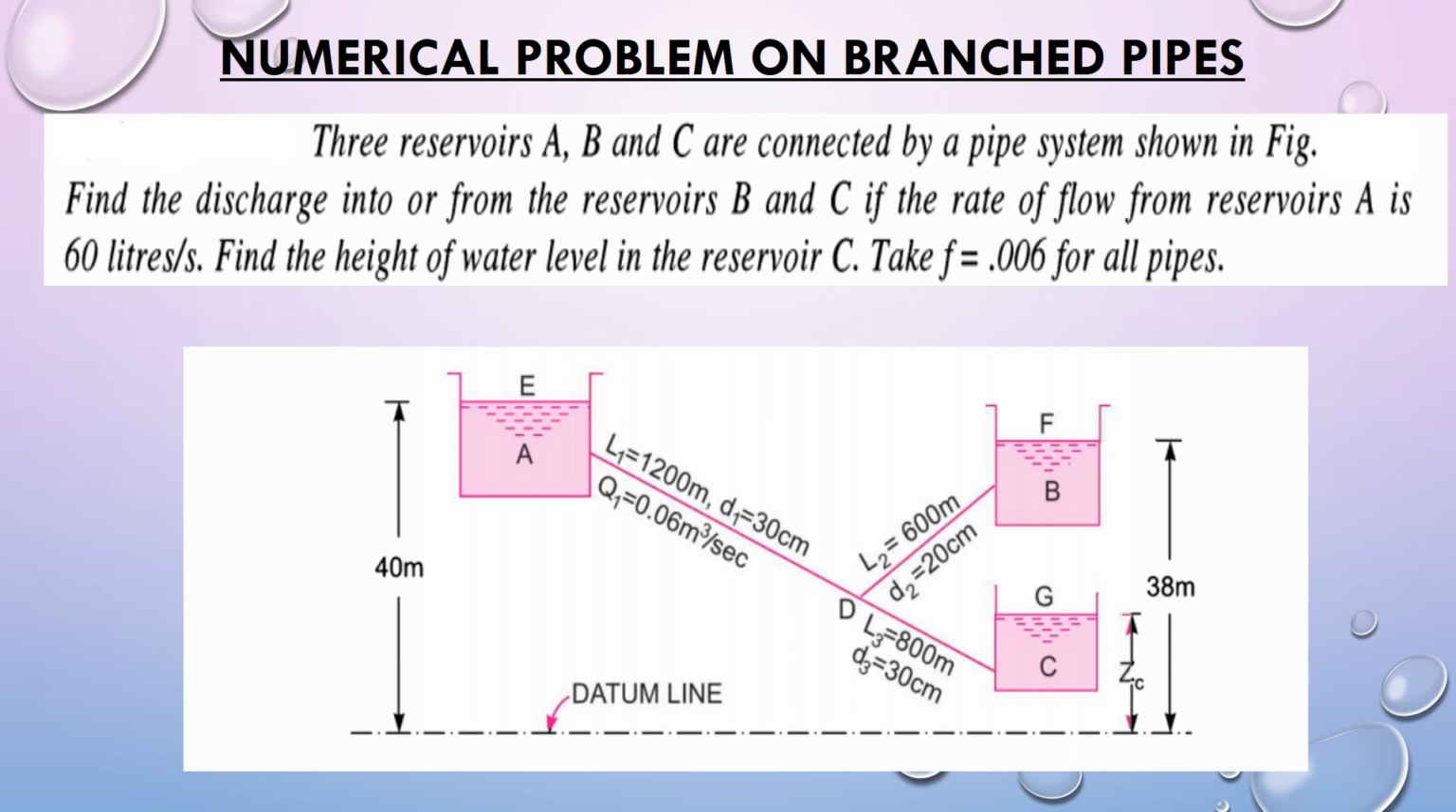You are given the lengths L1, L2 and L3 of the three pipes respectively, and you are given D1, D2 and D3 for the three pipes. The rate of discharge through the main pipe AD, Q1, is given as 0.06 meter cube per second, and this is our datum line. This is the height of the first reservoir, so we can say that this is ZA, and similarly this is ZB, 38 meters is ZB, and we have to find this ZC.